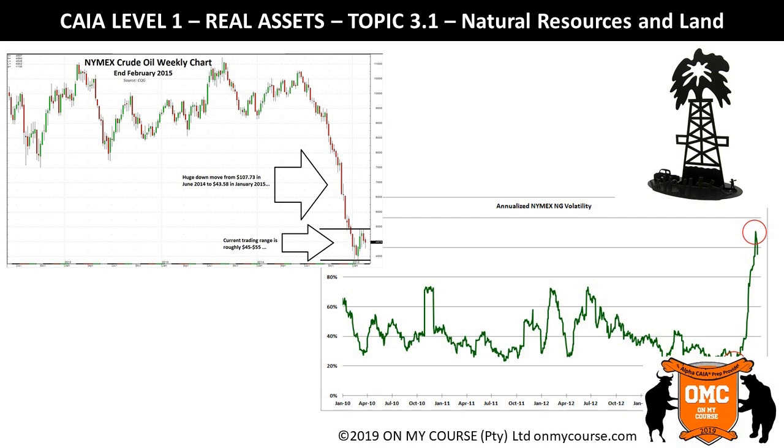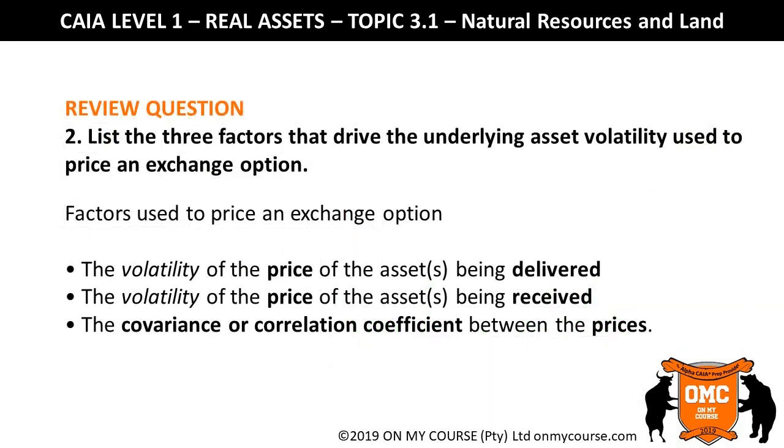So like all options, the value of the exchange option depends on volatility or on the vega. In the case of an exchange option, the volatility really depends on three things. And this is one of the review questions in the Chapter 10 book. The three factors that drive the underlying asset volatility used to price an exchange option. The first is obviously the volatility of the price of the asset being delivered. The more volatile the price of the asset being delivered, the higher the value of the option. The second thing that we look at is the volatility of the price of the assets being received. So the higher the degree of volatility, the higher the value of the option. So remember, options love vega, which is your measure of volatility in the option. Volatility indicates that something's going to happen. You're not exactly sure what, but the uncertainty increases the value of the option.